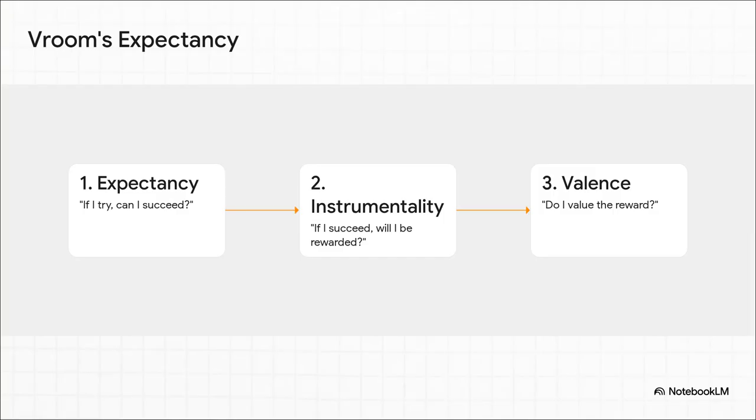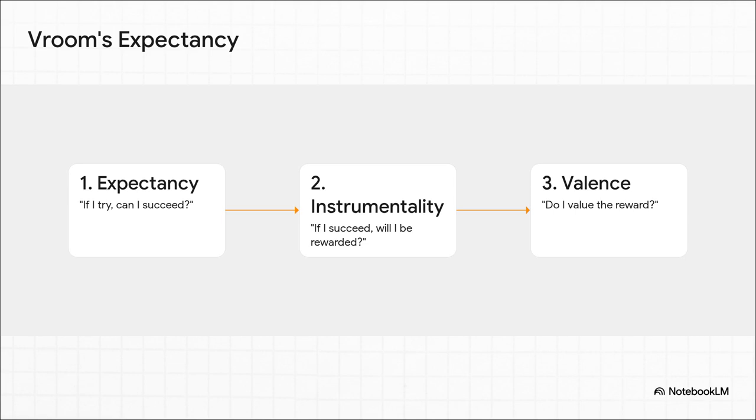This is where Victor Vroom's expectancy theory comes in. It suggests that motivation is basically a super fast calculation that happens in our heads. It's a chain of 3 questions. First is expectancy. If I really put in the effort here, can I actually do what's being asked?